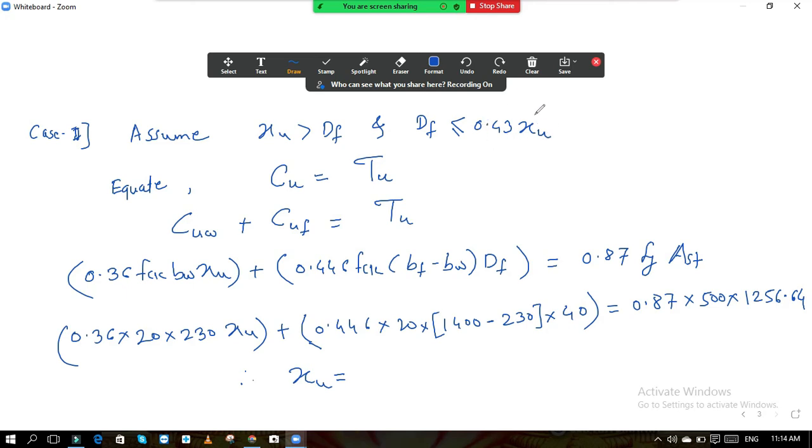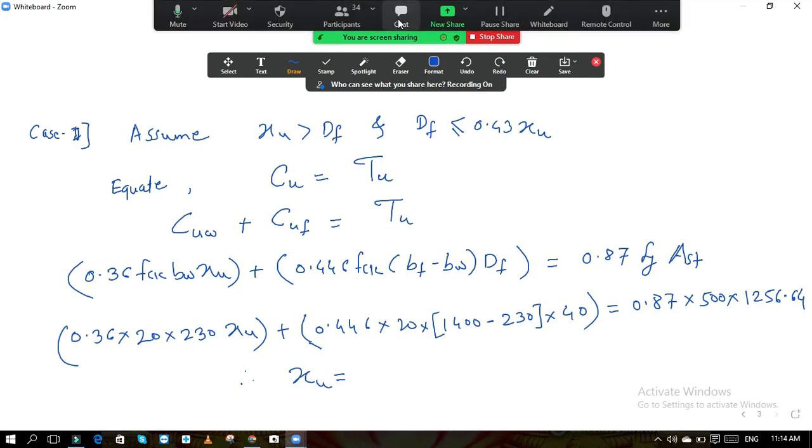Unless and until you come to know the total value, what is the value of this 0.43 XU, you cannot say that your second condition, this sub condition, is satisfied or not. Okay, so when to take this 0.43 XU, my answer is first you have to calculate the value of XU, then only you can decide that your second condition, this sub condition, is satisfying or not. Okay, so first calculate the value of XU now.